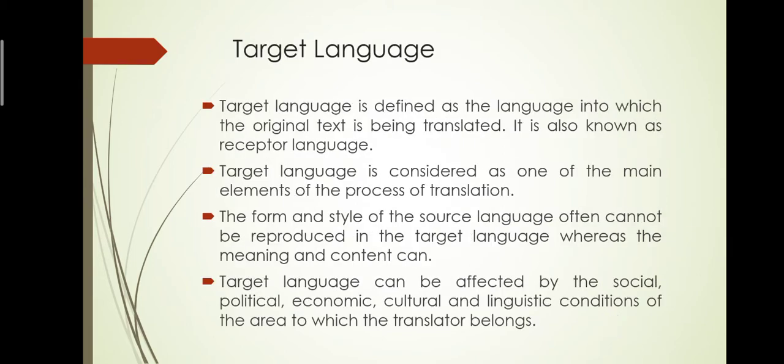The next term is target language. Target language is defined as the language into which the original text is being translated. It is also known as receptor language. Target language is considered as one of the main elements of the process of translation. The form and style of the source language often cannot be reproduced in the target language, whereas the meaning and content can. Target language can also be affected by the social, political, economic, cultural, and linguistic conditions of the area to which the translator belongs.